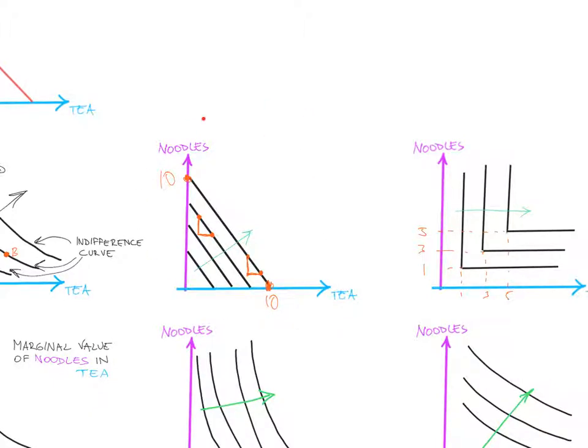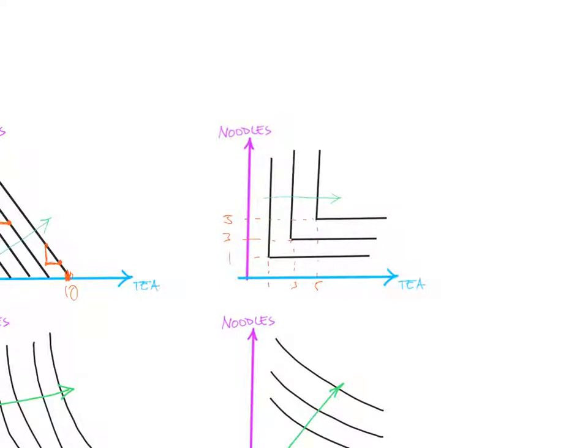Substitutes. These are perfect substitutes, right? You can trade off noodles and tea 1 to 1, and it doesn't matter. In this picture, we have perfect complements, so you only consume these 2 together. Okay, so see what I mean? You can say a lot about preferences looking at these indifference maps and going back and forth.